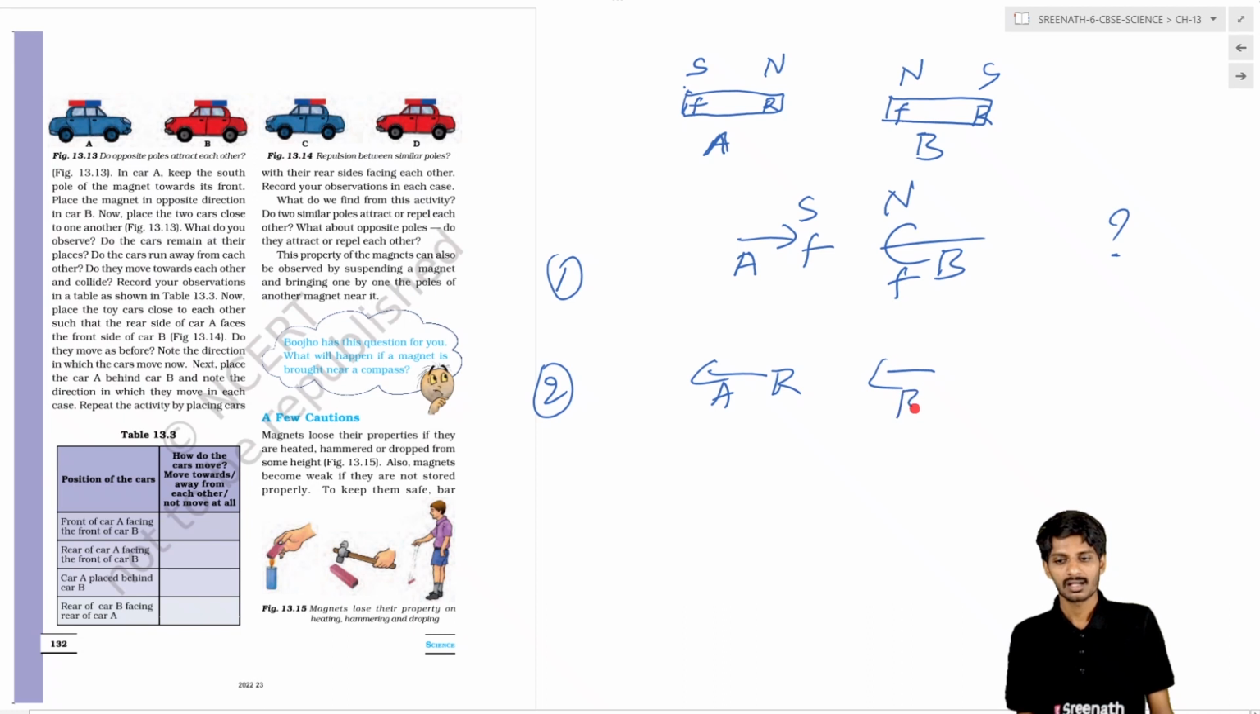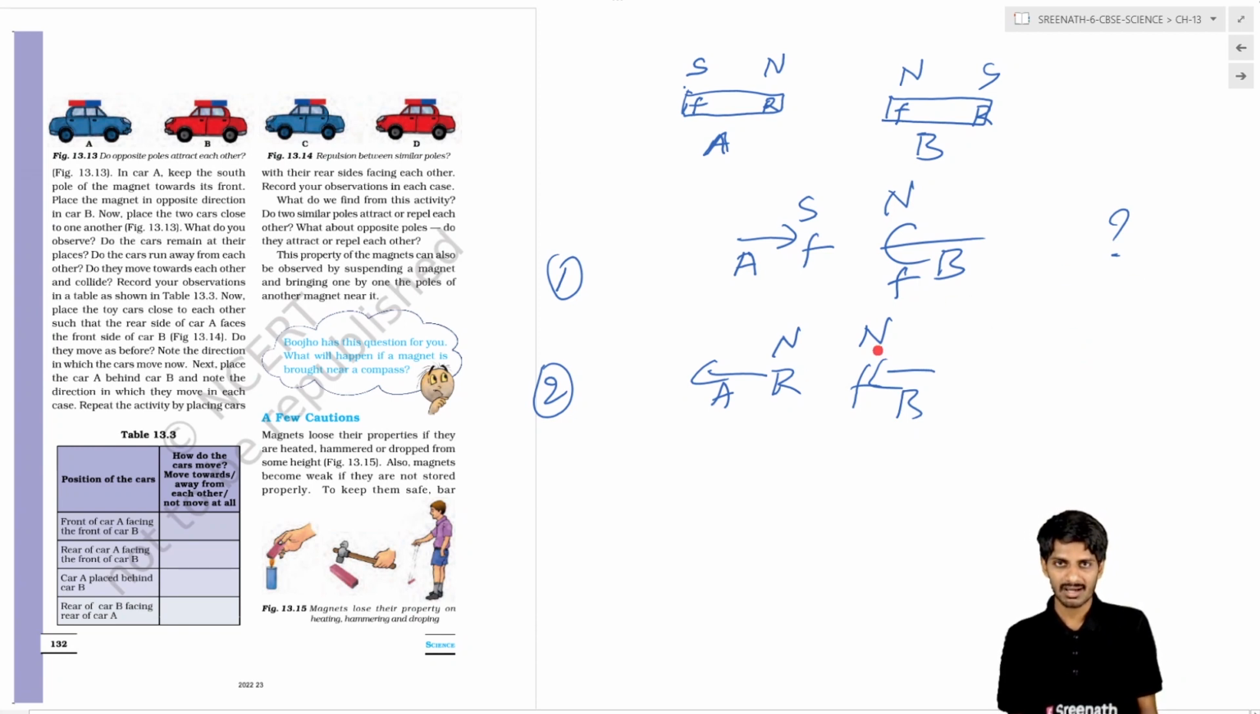Rear of car A is facing the front of car B. So here this is car B, it is the front. So in the rear, what is the pole we are having? Rear of car A is having north pole, and front of car B is having north pole. In this condition also, take these two cars very near to each other. What happens? What will you observe?